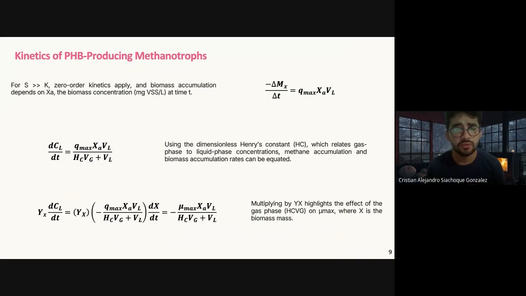In this equation, we multiply the above equation by X on both sides. The effect of the gas phase term H C_G on mu max becomes evident, where X represents the mass of the biomass. Next.